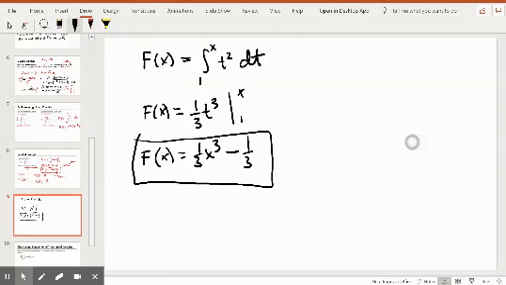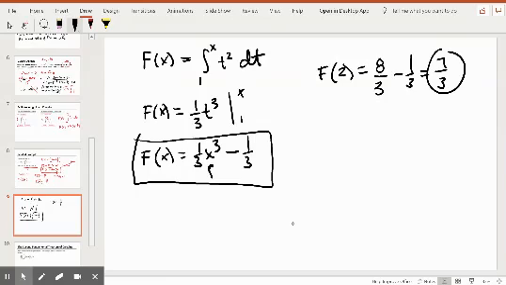And if we wanted to, we can evaluate this for some different values. So let's evaluate it for 2. That would give us, plug in a 2 for the x. That would give us 8/3 minus 1/3, which is 7/3. If we want, we can evaluate it for, let's say, 3. That gives us 3 cubed is 27 over 3 minus 1/3. That gives us 26/3.